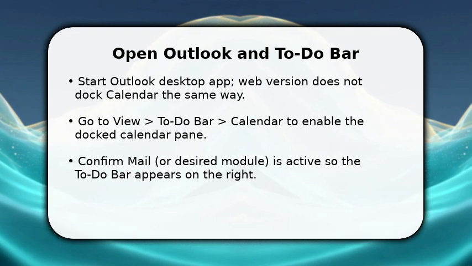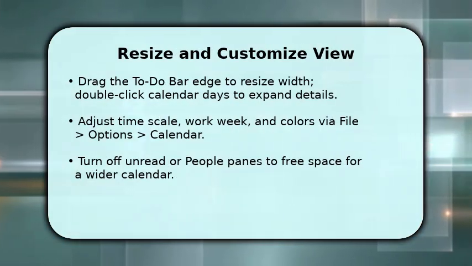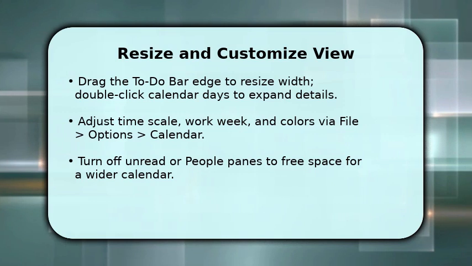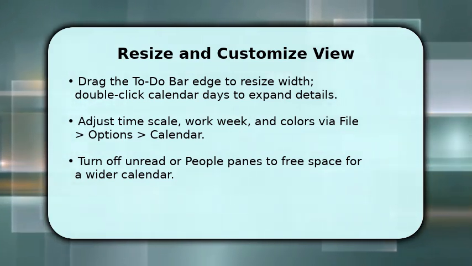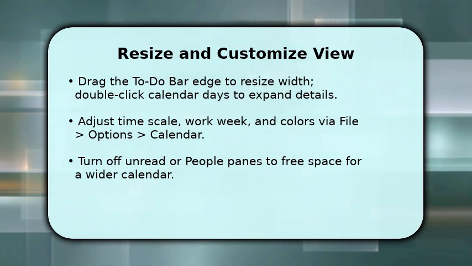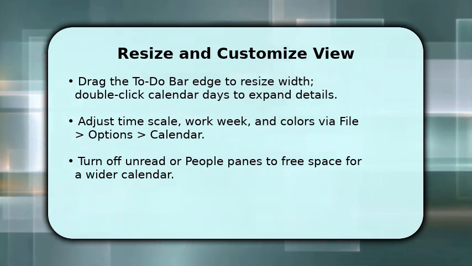Start here. Once the To-Do Bar calendar is visible, you control its utility by resizing and customizing it. Drag the vertical divider to widen the pane for more detail and double-click a day to open event details.